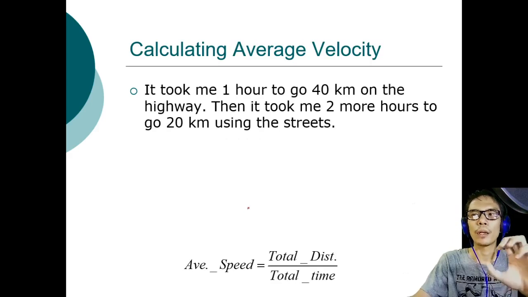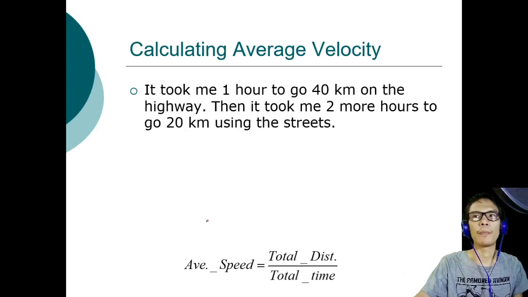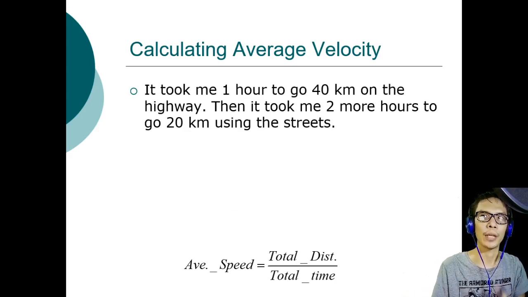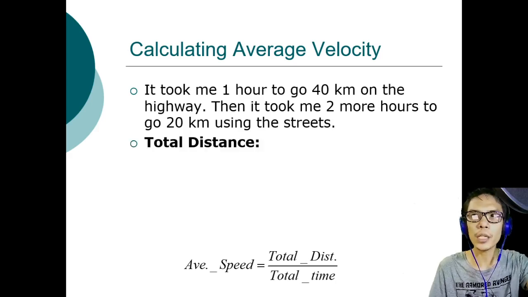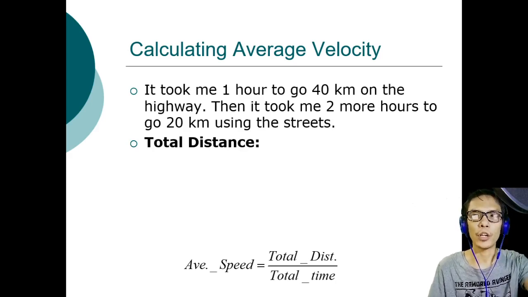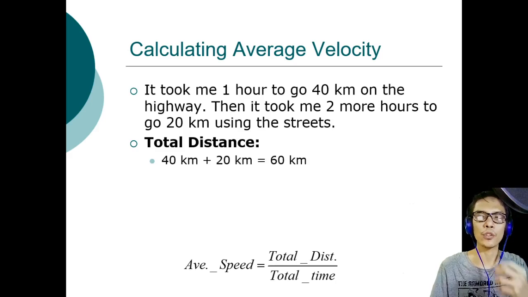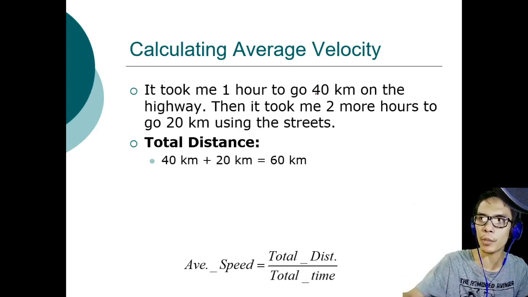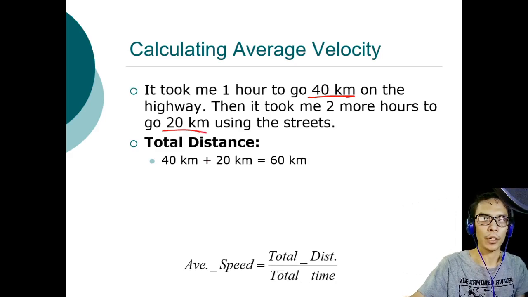Let's take a look at this problem. It took me 1 hour to go 4 kilometers on the highway. Then it took me 2 hours to go 20 kilometers using the street. The first thing to do is find the total distance. In order to find the total distance, you add the two distances present in the problem. So we have 4 kilometers and 20 kilometers.